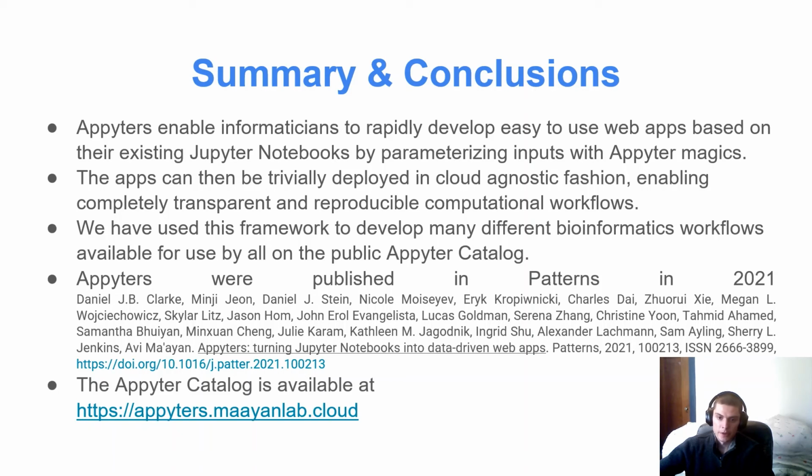In summary, Appyters enable informaticians to rapidly develop these web apps through minor modifications to existing reports. The apps are then trivially deployed and transparent to the end user who can access the actual code used for the report. We have used this framework to develop many different bioinformatics workflows and published both the library and the catalog in Patterns in 2021. The Appyter Catalog can be accessed at appyters.maayanlab.cloud.